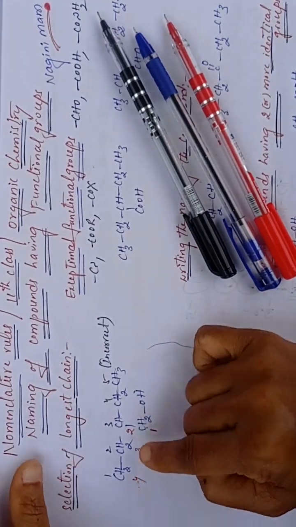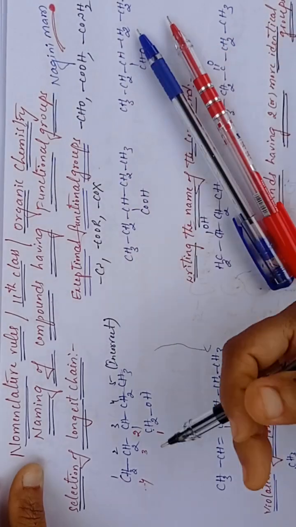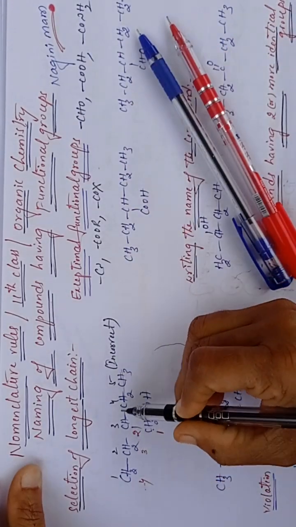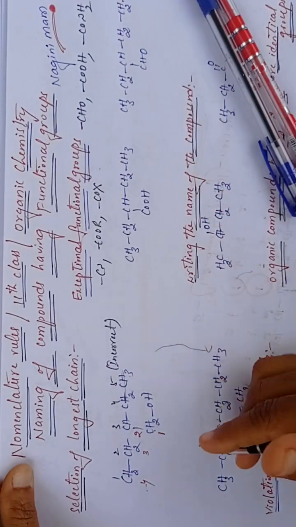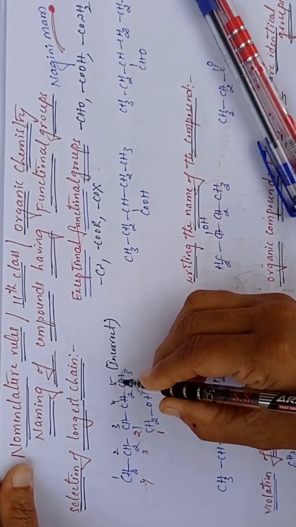Clear? Okay, now the parent chain. So what about this one? It is a side chain, students. This is the parent chain, this is the side chain. This is acting as a substituent. Okay, now how to write the name, students? Total 4 carbon atoms are there, here substituents.